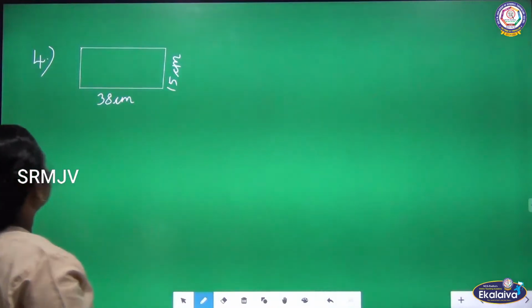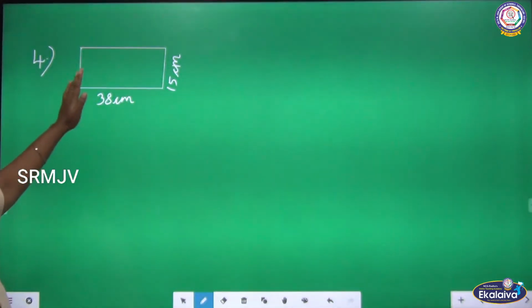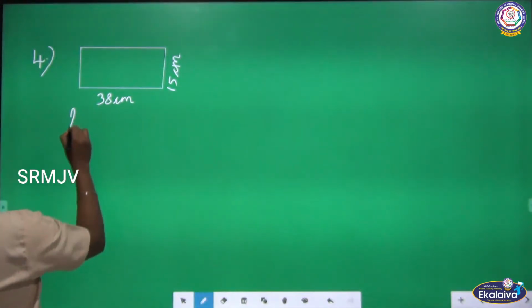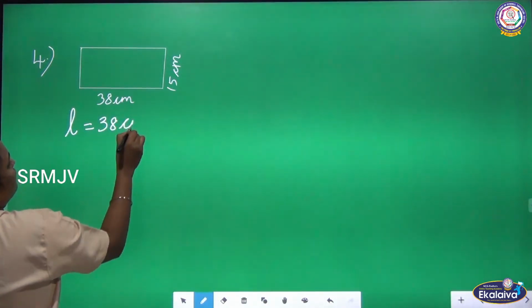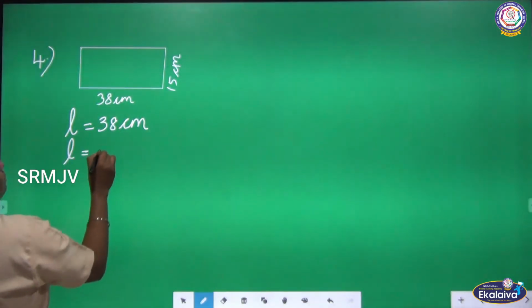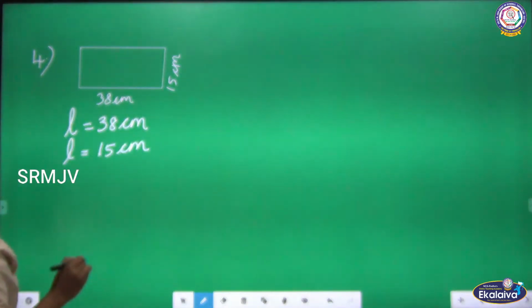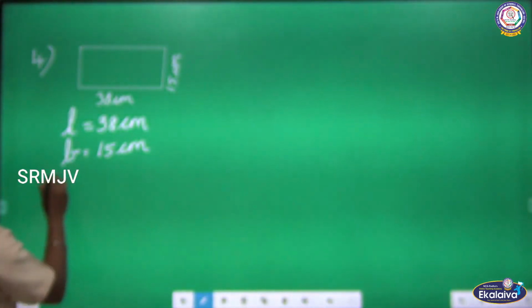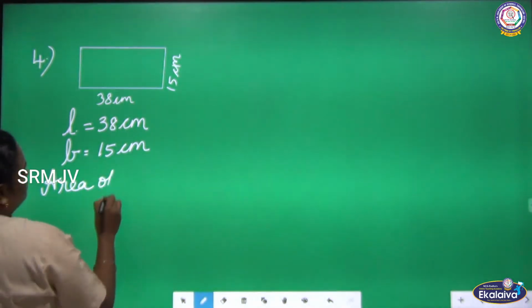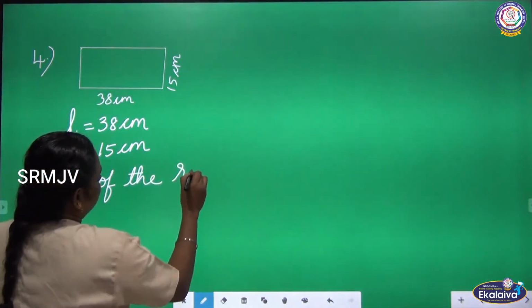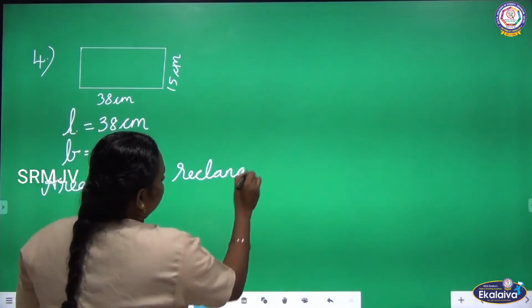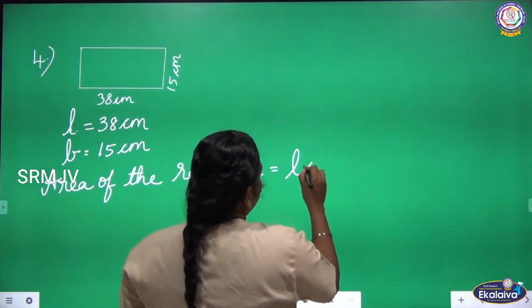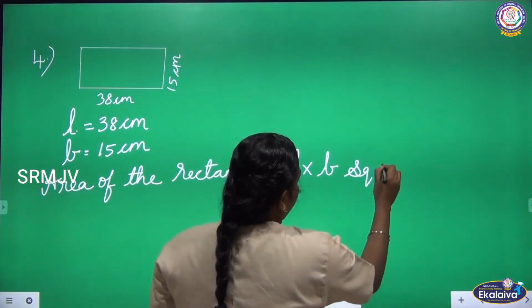Next one. See what is the shape, children? This is a rectangle. So we are going to find out the area of the rectangle. What have they given? L is 38 centimeter, that is length, and then breadth is 15 centimeter. What is the area of the rectangle? Area of the rectangle equals L into B, square units.